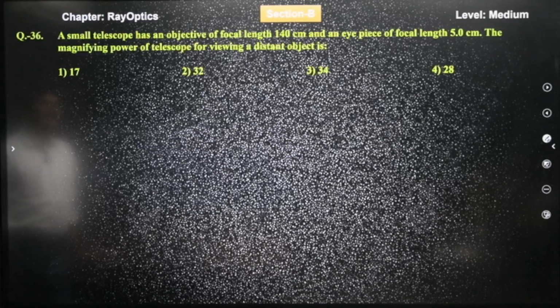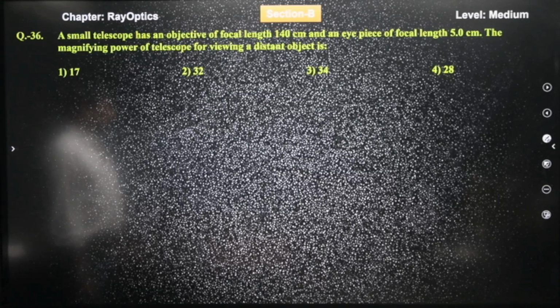So, that is the end of section A. Now, section B. In section B, you can see a question from ray optics related to optical instruments, telescope.